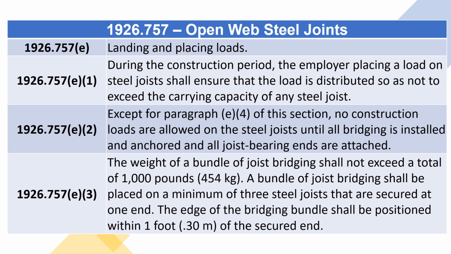1926.757 E3. The weight of a bundle of joist bridging shall not exceed a total of 1,000 pounds (454 kilograms). A bundle of joist bridging shall be placed on a minimum of 3 steel joists that are secured at one end. The edge of the bridging bundle shall be positioned within 1 foot (0.30 m) of the secured end.